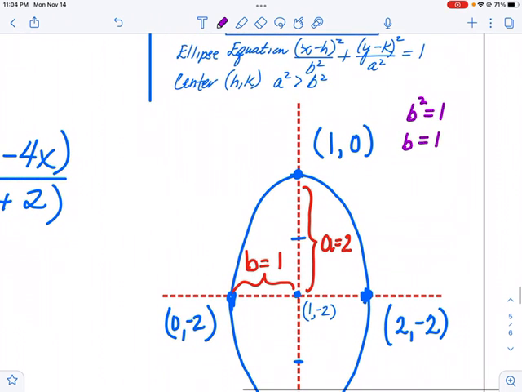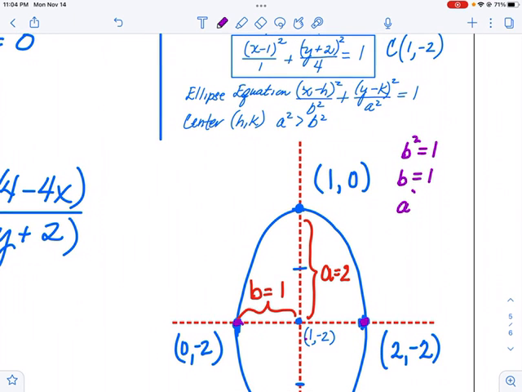You go from the center out to the point on the ellipse. Go 1 unit, you can see both directions. From the point 1, negative 2, I go left and right along a horizontal axis to the points on the graph. So I go from 1, negative 2 to 0, negative 2, and then from 1, negative 2 to 2, negative 2. That gives me a couple of points there.